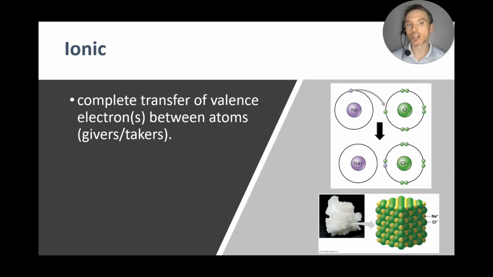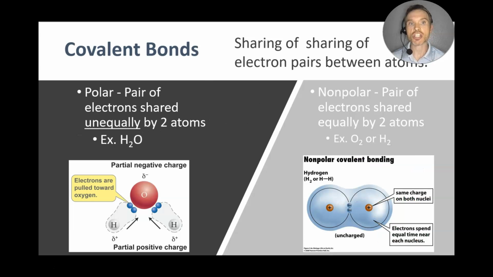Ionic bonds occur in sodium chloride or table salt. You can see in the example there on the right hand side, sodium wants to donate because it has an extra valence electron, whereas chlorine lacks a complete valence shell and needs one more electron to complete its shell. Therefore, it's very happy to accept that additional electron from sodium. Covalent bonds is the sharing of electron pairs between atoms. There are two types of covalent bonds. The first is the polar covalent bond, and that's what happens in water.